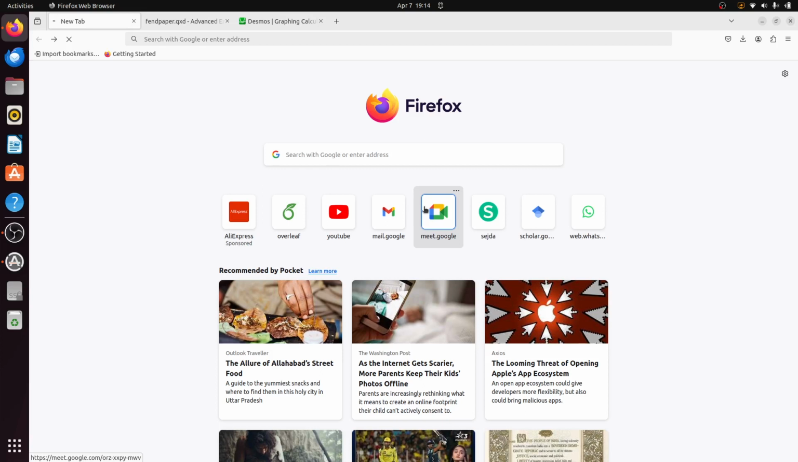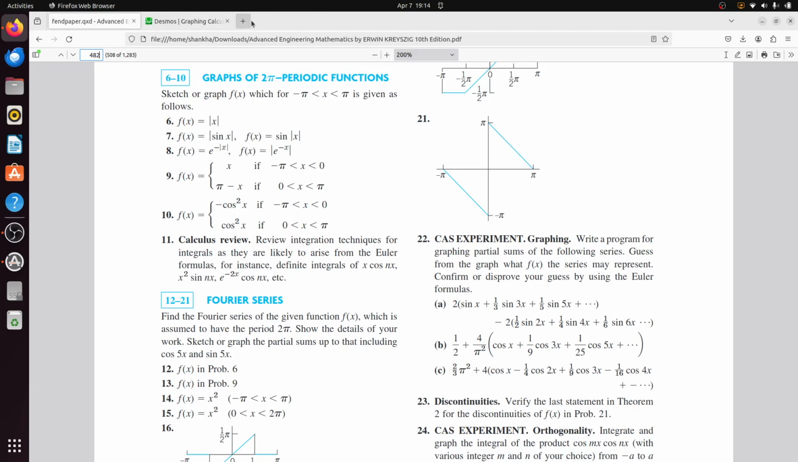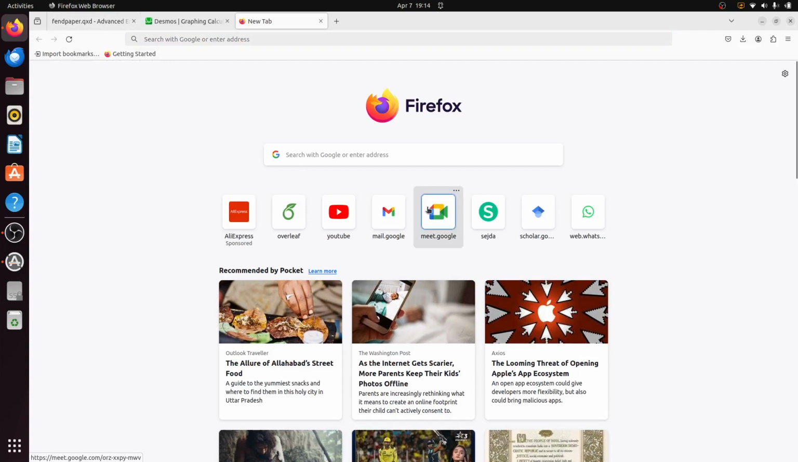Is my screen visible, Krishnaswamy sir? Hello? Is my screen visible, Krishnaswamy sir?